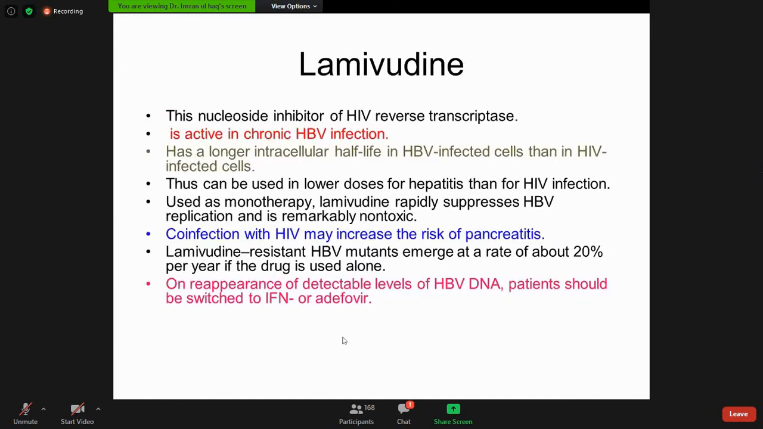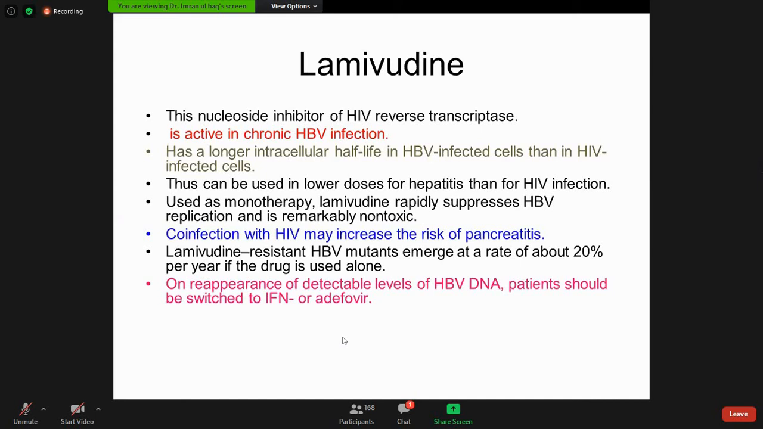Now this lamivudine, just like ribavirin, as I told you, in the treatment of hepatitis C, one of the oldest drugs is ribavirin that is given orally, right? And just like lamivudine, that is the older drug in the treatment of hepatitis B viral infection. But nowadays, this lamivudine is showing resistance. So that is why we are preferring Adefovir and Entecavir.